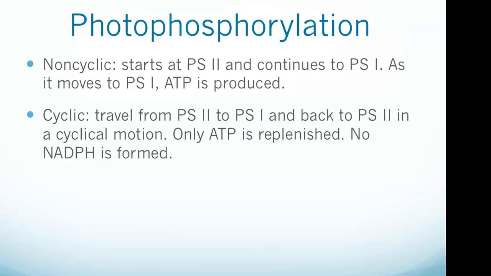Non-cyclic first. The process of non-cyclic photophosphorylation starts at photosystem 2 and continues on to photosystem 1. It starts at photosystem 2 because that is where light is absorbed, and then it moves to photosystem 1 and ATP is produced. So some of the key points: both photosystem 1 and 2 are involved.